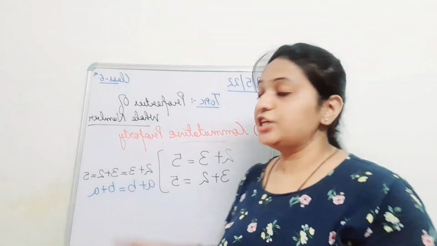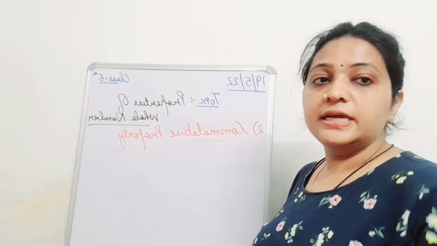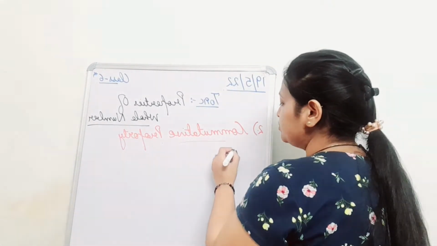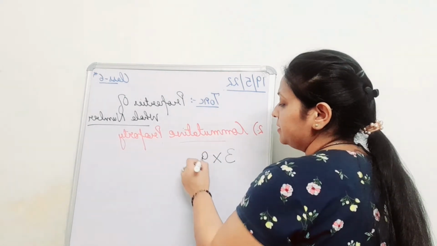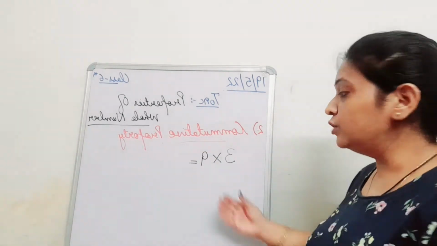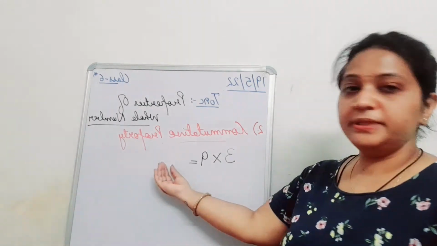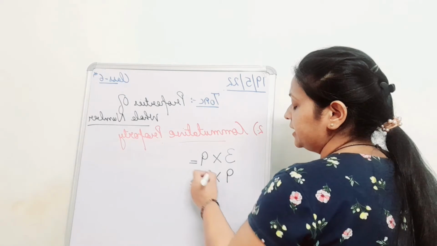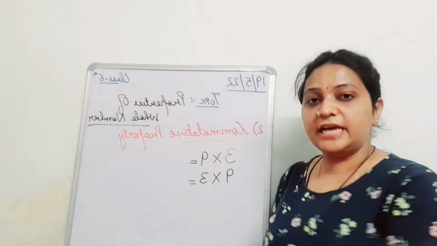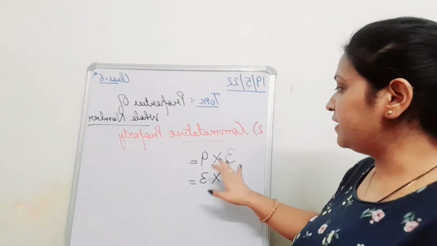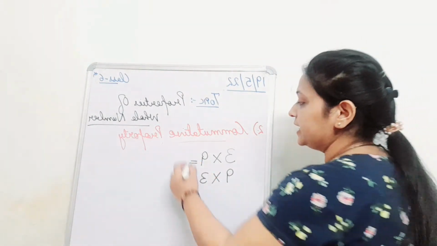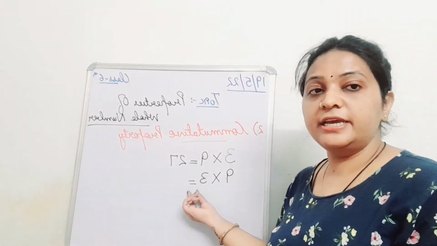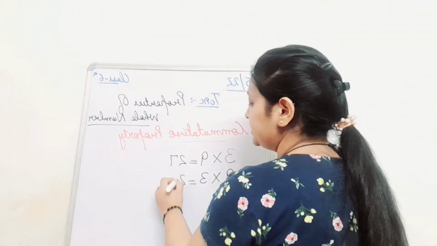Now we will check for multiplication. This time I am allowing you to check for multiplication. All the students, please check by yourself. If we have to multiply 3 cross 9, what will be the answer? And in another case, if I multiply 9 cross 3, what will be the answer? Tell me fast. Yes, if I multiply 3 with 9, I get 27. If I multiply 9 cross 3, again I will have 27.